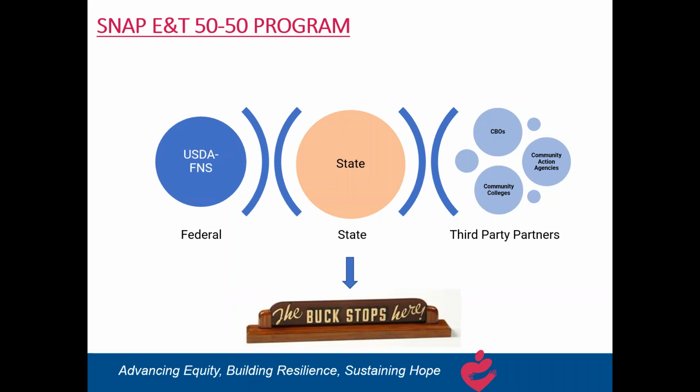But again, it's the state that's primarily responsible for the program, but it's important that they have that cooperation and collaboration with the different community agencies that help them run the program and provide the services, because they're the experts in workforce development. So that communication between FNS, the state, and the third-party partners is really important to run the program correctly. Next slide.